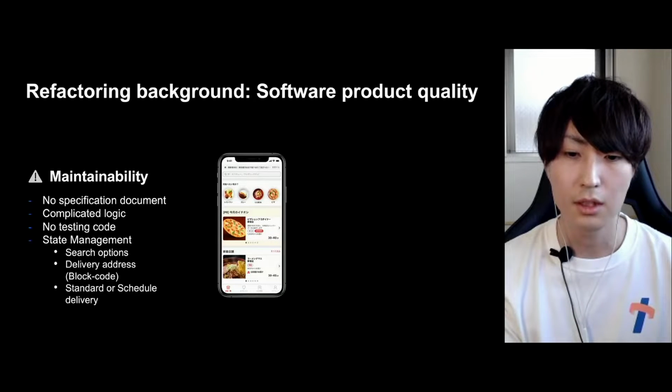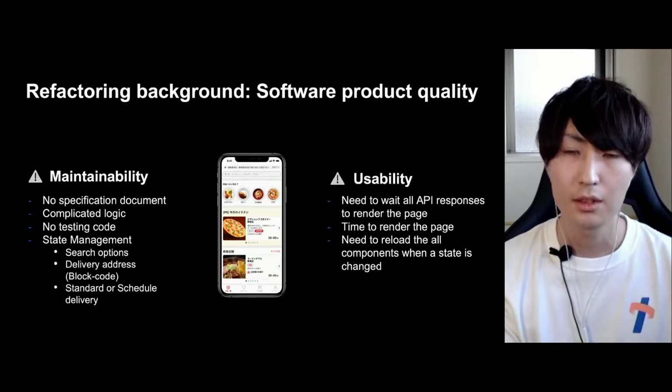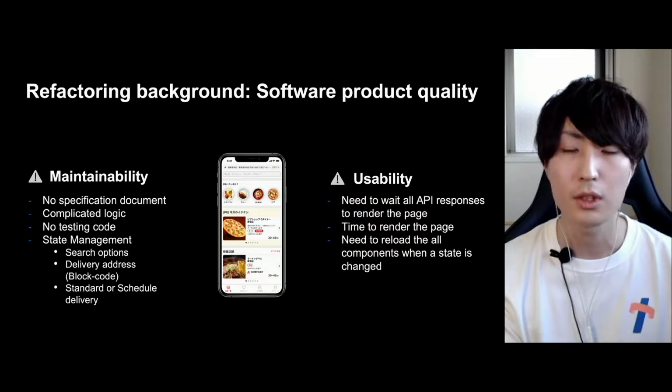If a user encounters a bug while trying to find a shop, it raises concerns about whether the service is safe or not. There were also usability issues. The shop list screen was implemented to wait for all API responses before rendering the screen. However, as the number of shops increased, it took more time for the first view to be displayed. In this situation, users who are hungry and want to find a restaurant and place an order quickly may move on to other services.